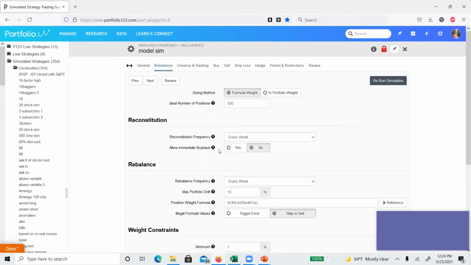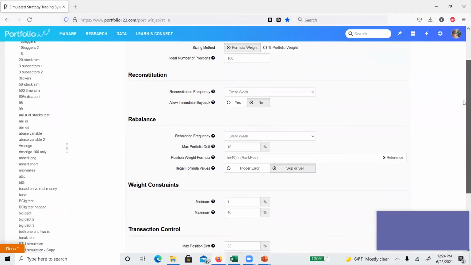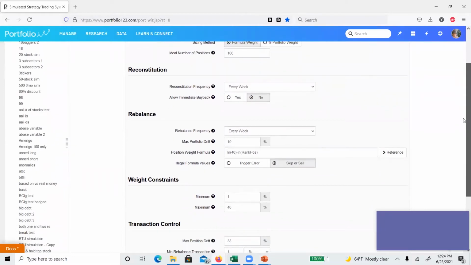It's a little confusing if you have one be 4 weeks and one be every week. Allow immediate buyback, that's really up to you. I went over the pros. It really depends on your buy and sell rules. I have buy rules and sell rules that are totally exclusive, so I just put no.